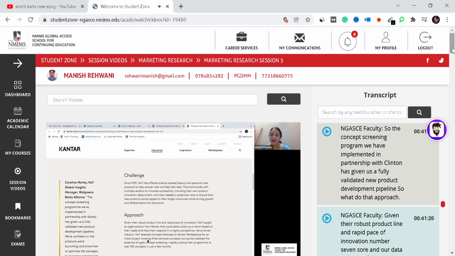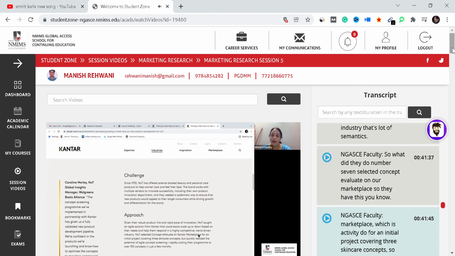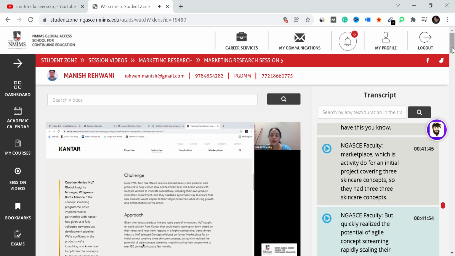That's a lot of semantics. So what did they do? Number 7 selected Concept Evaluate on Kantar Marketplace. So they have this marketplace, which was created for an initial project covering three skincare concepts. They had three skincare concepts, but quickly realized the potential of agile concept screening, rapidly scaling their program to over 150 concepts in just a few months.